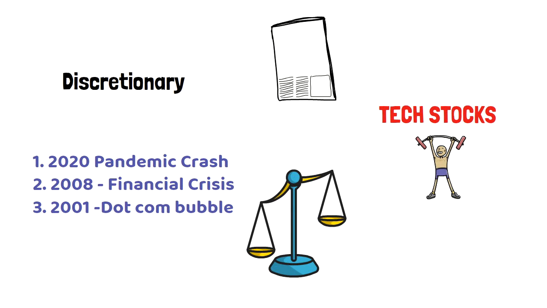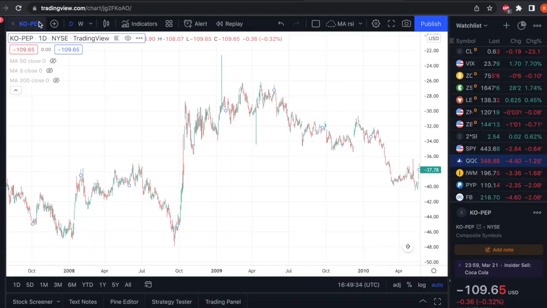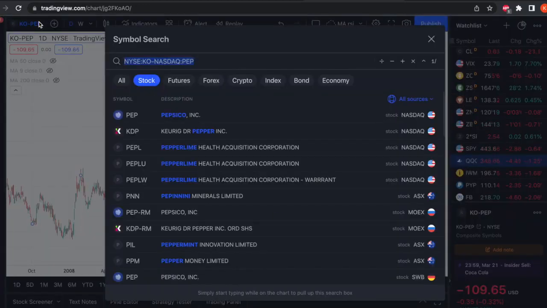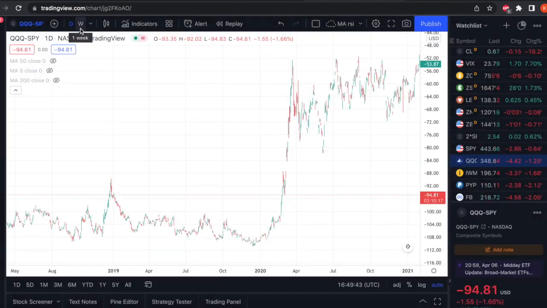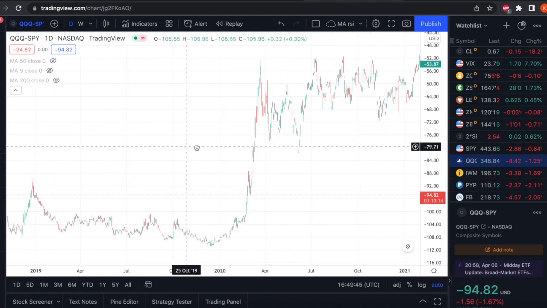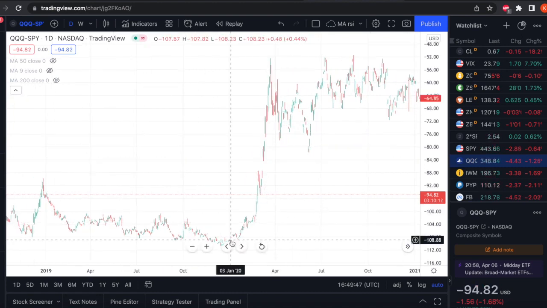So one will be the 2020 pandemic crash, the 2008 financial crisis, and the dot-com bubble. Now let's compare NASDAQ and S&P 500, so QQQ minus SPY. I think this one may be a weekly, might be we'll continue with a daily. So here again, a beautiful 2020.